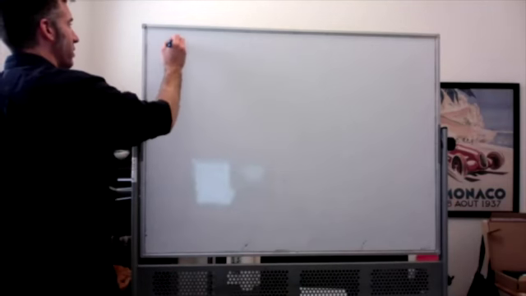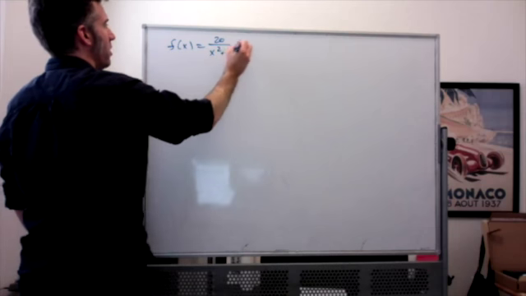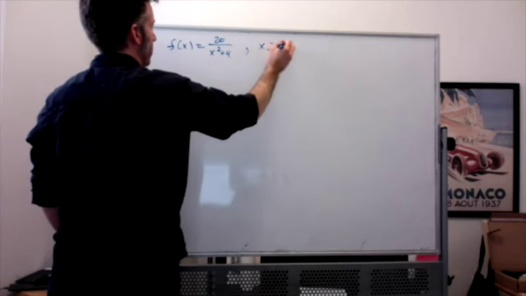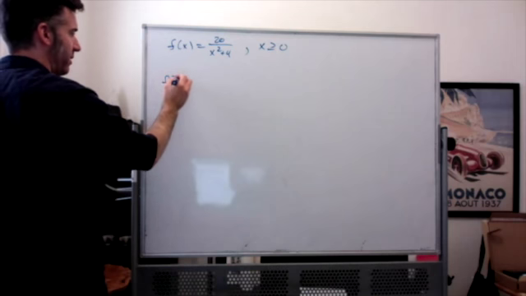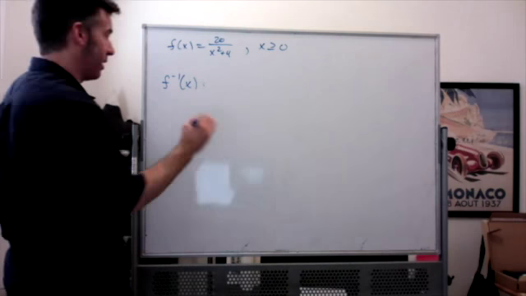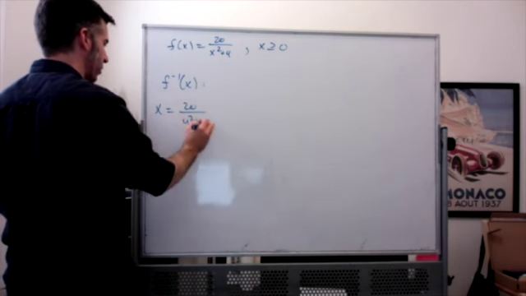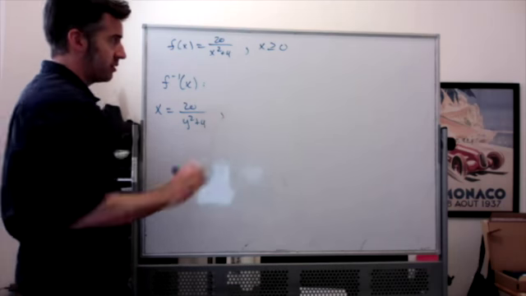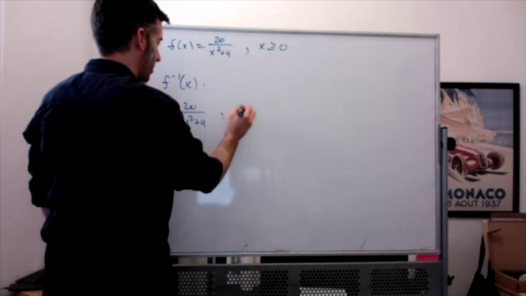So here's the original function, 20 over x squared plus 4, where x is greater than or equal to 0. To find the inverse, we're going to switch x and y. So we're going to say that x equals 20 over y squared plus 4. And we're going to start off with the caveat that y has to be greater than or equal to 0. This is important.